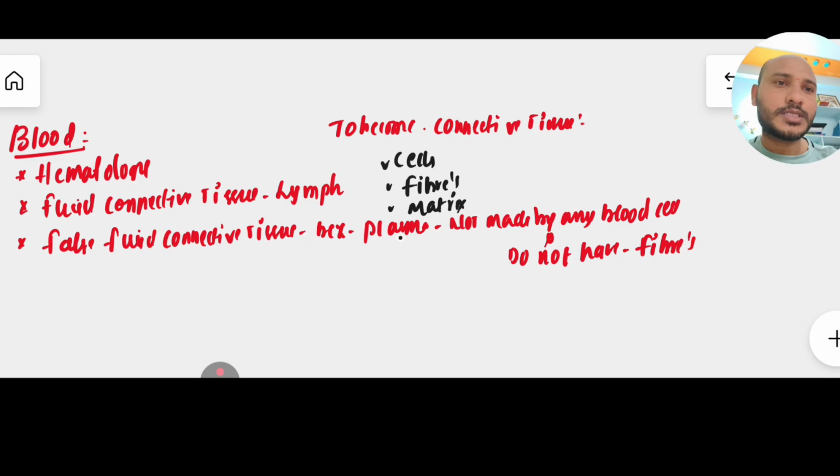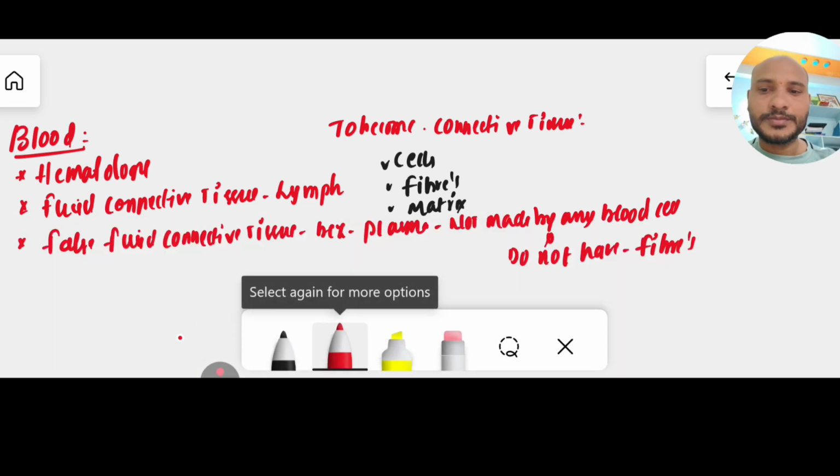But in the case of blood, we have only the matrix, plasma, but this plasma should be produced by blood cells. In blood it doesn't happen, and blood does not have any fibers. Hence blood is a false fluid connective tissue.